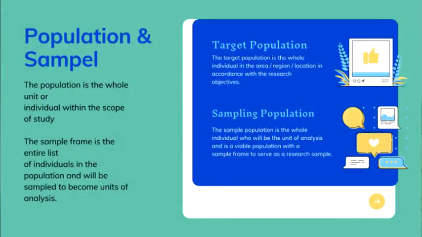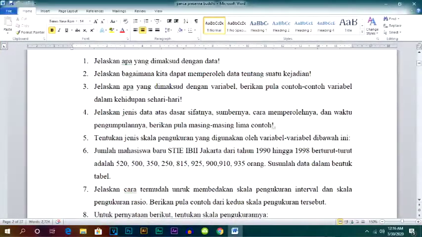Population and sample. The population is the whole unit or individual within the scope of study. The sample frame is the entire list of individuals in the population that will be sampled to become units of analysis. Now, I will answer and explain the questions from Chapter 2 of the Dirk Gibson book.